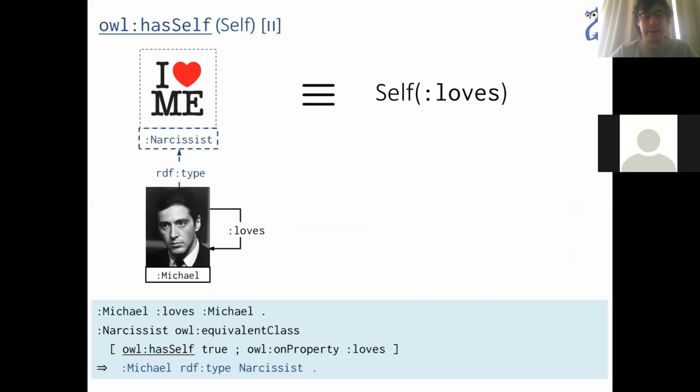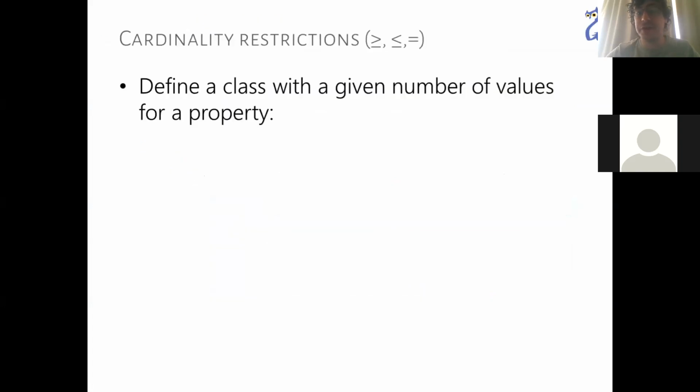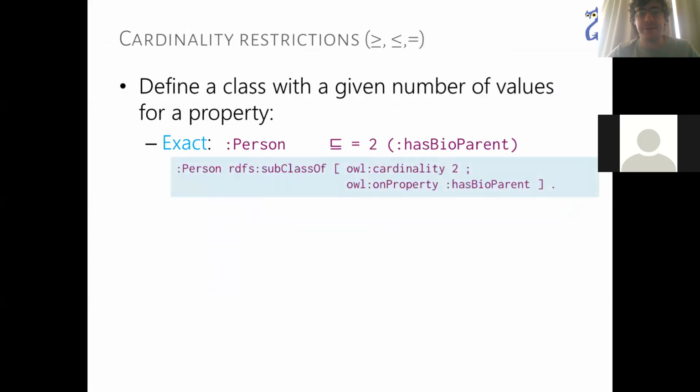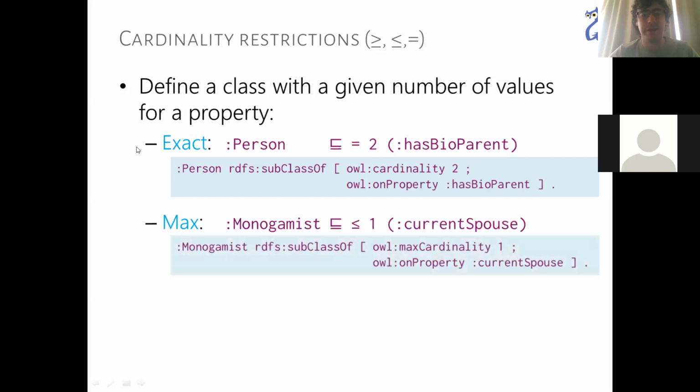The last time we spoke about various features, and we were just talking about cardinality restrictions. With cardinality restrictions, we can define a class with a given number of values for a property. For example, we can define that a person has exactly 2 biological parents. We use subclass here so that we don't infer it in the other direction. For example, horses as well can have 2 biological parents, but we don't infer that they're a person. But if they're a person, we infer that they have exactly two biological parents.